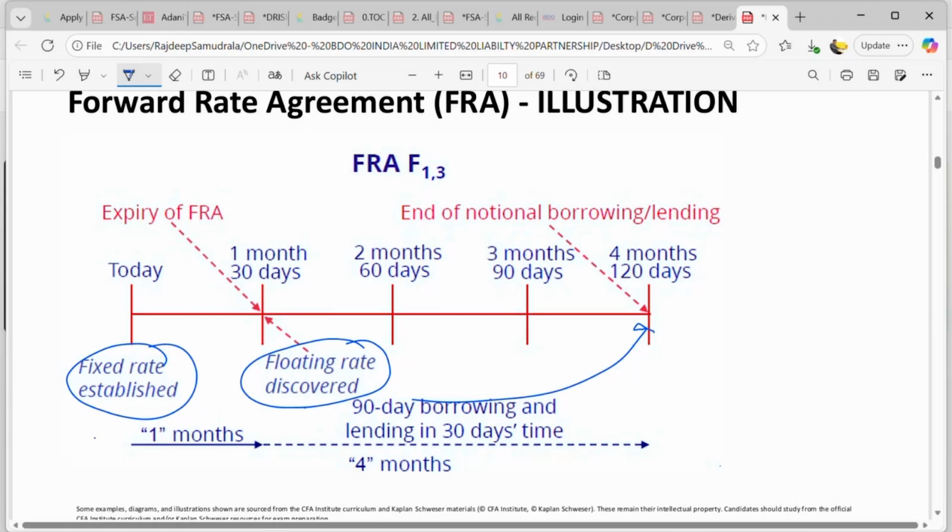I need to consider the discounting for the 3 months also. And don't forget, if it's a year, I may need to consider the compounding for 1 year also. Clear? So in a FRA, please remember to draw a timeline and check where am I sitting on the timeline? At which point am I sitting? Then you'll get your answers.